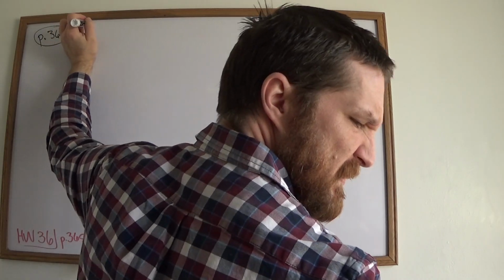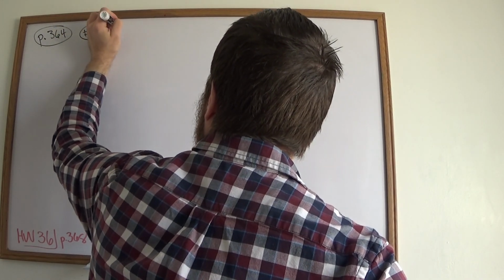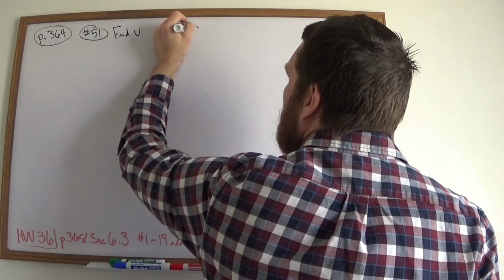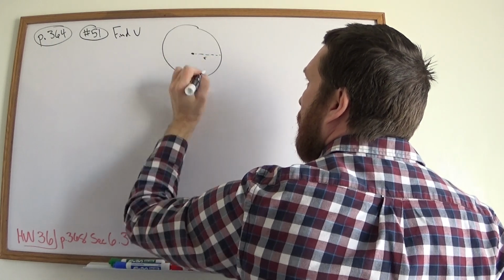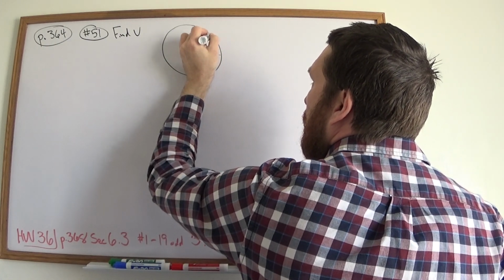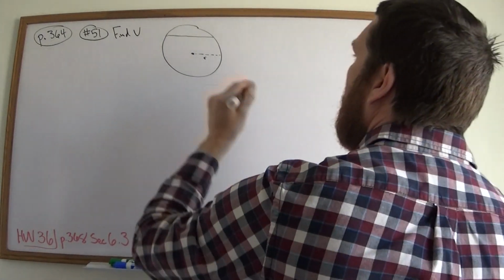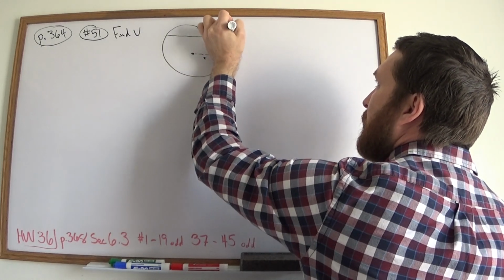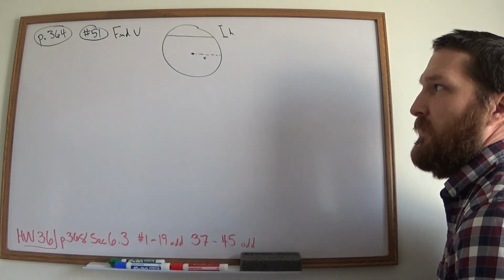And so this is number 51. We want to find the volume, given a sphere of radius r, of the cap that has a length of h. I've drawn it like that to really mess you up.